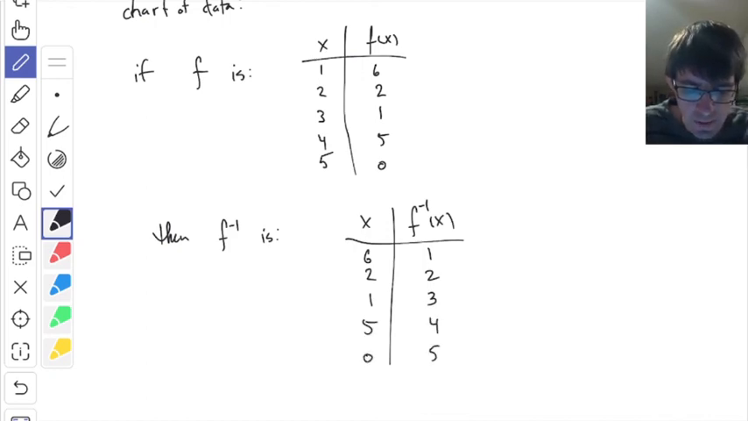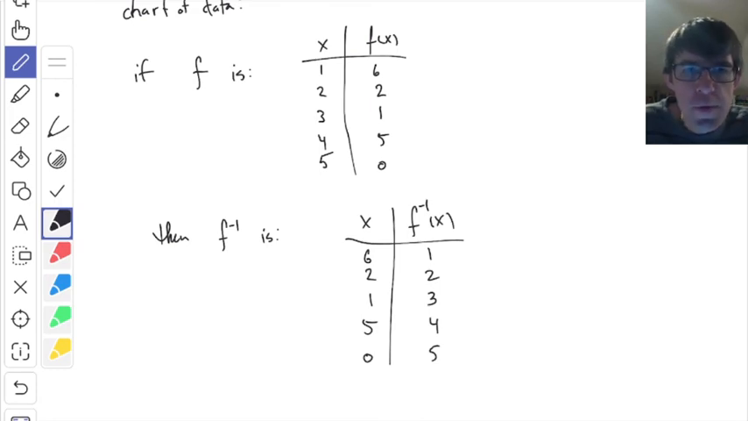If I have a chart of data, the x values have their corresponding values of f of x, and the inverse is the function which is just the complete opposite, right? What used to be the f of x values are now the x values, and what used to be the x values are now the values of f inverse. All right.